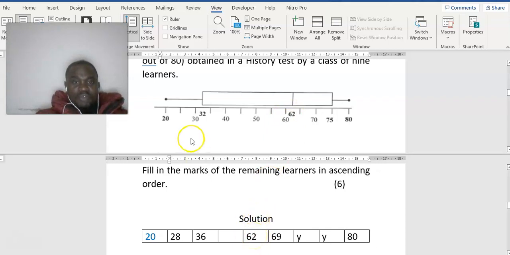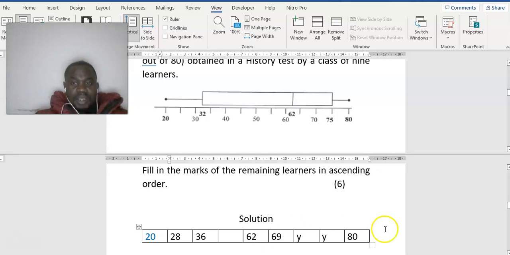Even though Q1, the first quarter, Q2 and Q3 were given to us, we don't know them. So we need to find a way to fill it here. So what is our median? 1, 2, 3, 4. 1, 2, 3, 4. So our median is 62.